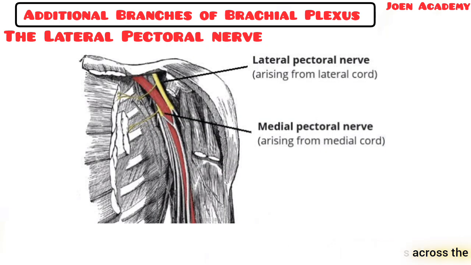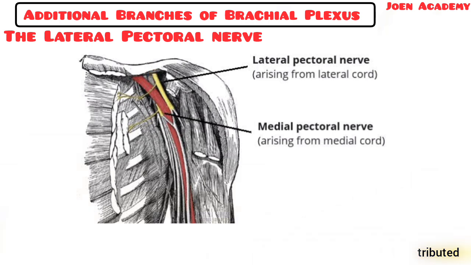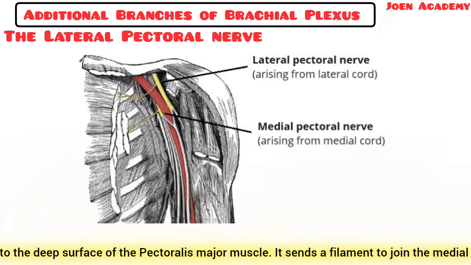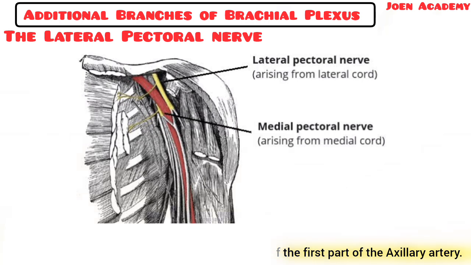It passes across the axillary artery and vein, pierces the coracoclavicular fascia, and is then distributed to the deep surface of the pectoralis major muscle. It sends a filament to join the medial anterior thoracic nerve and forms with it a loop in front of the first part of the axillary artery.